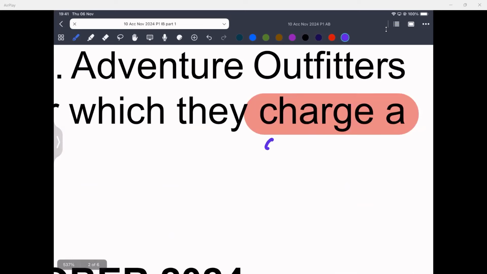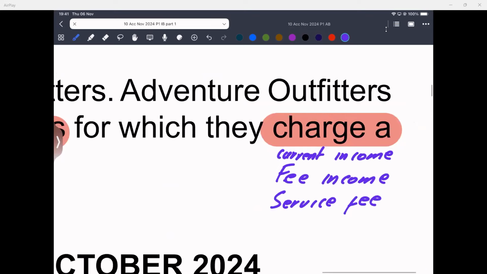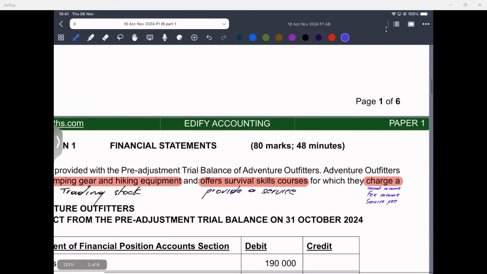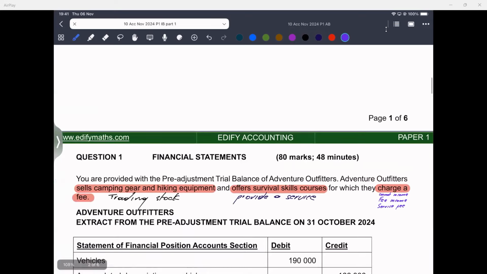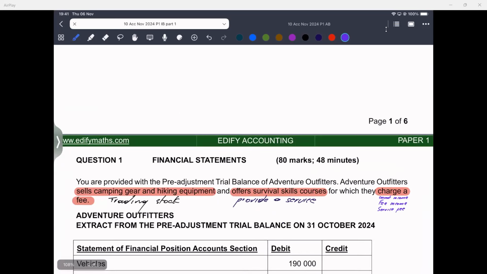You can call it current income. If you don't want to call it current income, you can call it fee income or just a service fee. It's up to you as to what you want to call it. You can call it any of those. In essence, here we are going to have sales and we are also going to have a fee income.